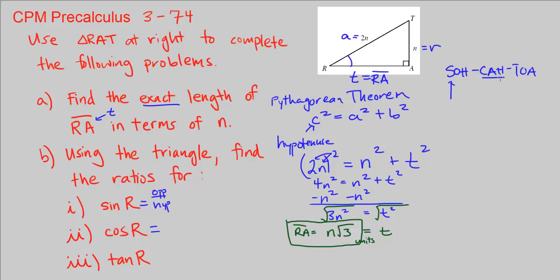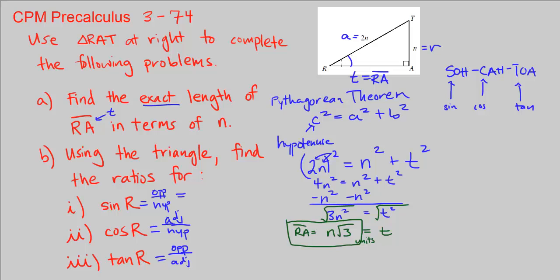Cosine is the C. This is sine, cosine, and the T is for tangent. Cosine is CAH, which is A over H, or adjacent over hypotenuse. And finally, tan is TOA, which is O over A, and O stands for opposite, and A stands for adjacent. Okay, so let's substitute these in.